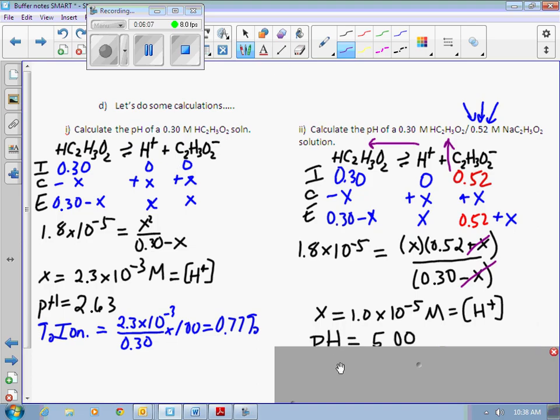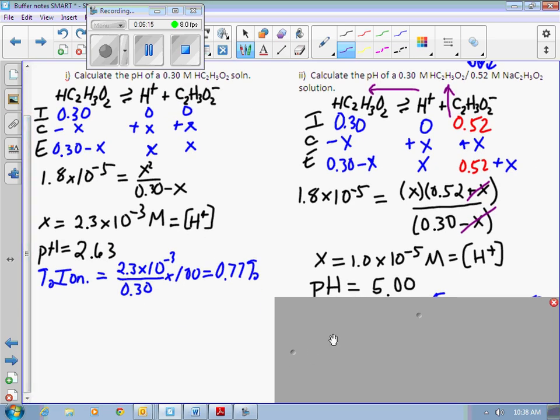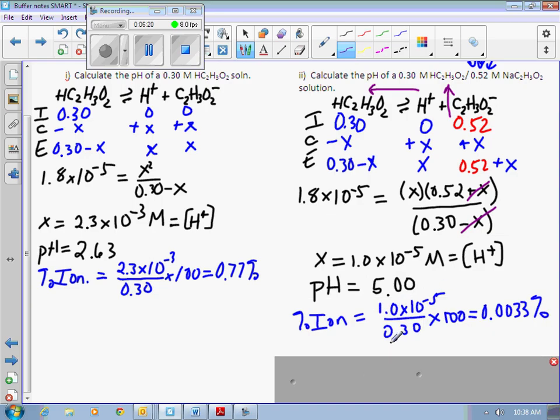All right, you can then get the pH. Okay, so the pH is about 5. All right, this is pretty different from 2.63. Just like we did in this example, I want you to calculate the percent ionization as well. So H plus concentration over the initial. Well, this guy, with the presence of the common ion, only dissociated 0.0033% compared to the 0.77. Okay, so with these two examples, this clearly shows the effect of the common ion. The solution does not get as acidic as it normally would, and the percent ionization is not as high as it normally would because of the presence of the common ion.